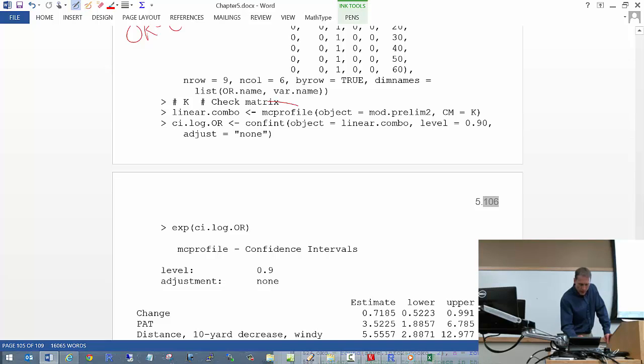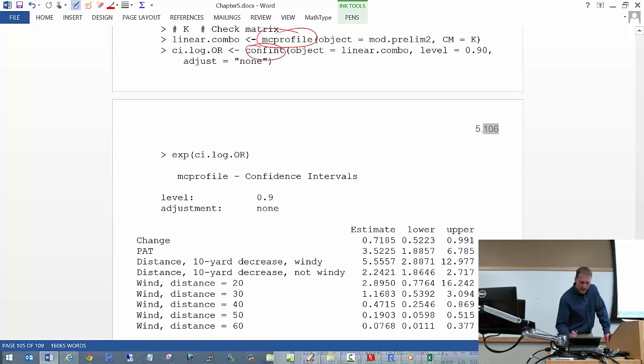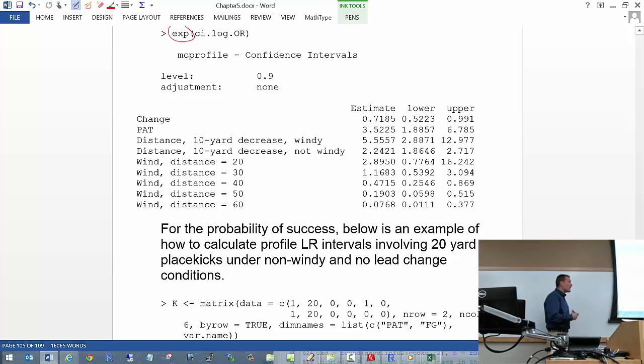Then I use the mcprofile function. I then use confint, and then using the exp function itself, I get basically my table of odds ratios. It's very similar to what you saw in my paper. And so what do we see here? Well, for example, look at change. It has an estimated odds ratio that's less than 1. Notice the confidence interval for the true odds ratio is less than 1 as well.